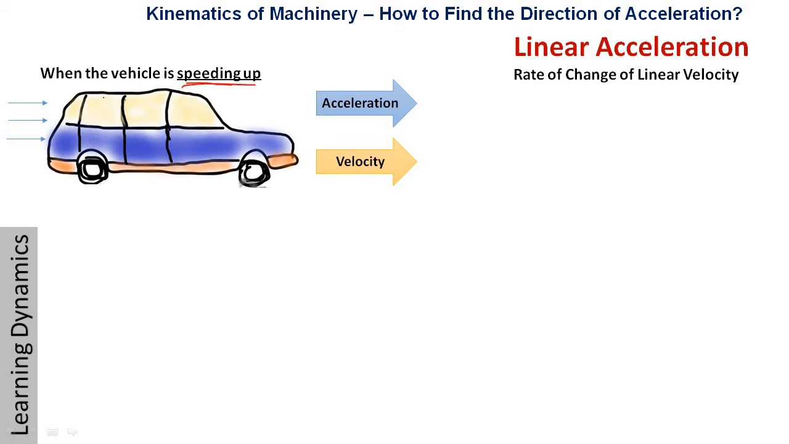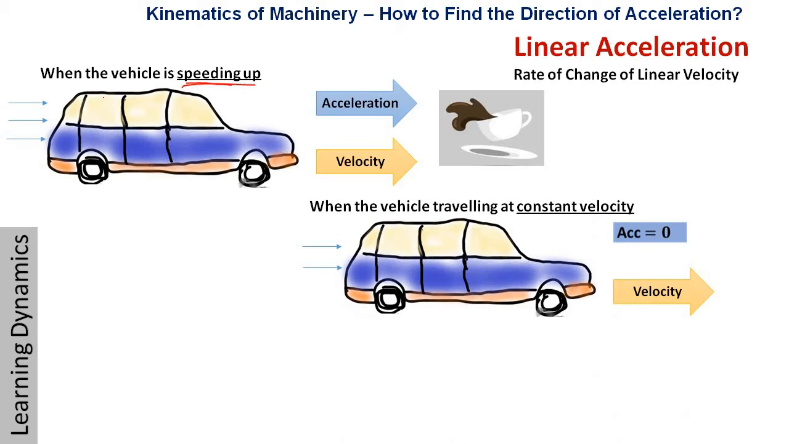Now if somebody sitting in the vehicle has a cup of coffee, which way will the coffee spill? The coffee will spill in the direction opposite to the acceleration. Now we can visualize this.